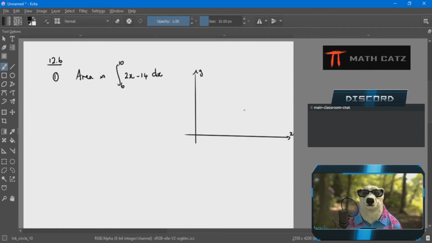This function is a straight line, and if I graph y equals 2x minus 14, my y-intercept is going to be at negative 14. My x-intercept is going to be what? Well, I can do a little scribble here. If I plug in 0 for y, 2x minus 14, so x is going to equal 7. So if I'm interested at, that is a horrible, horrible example.